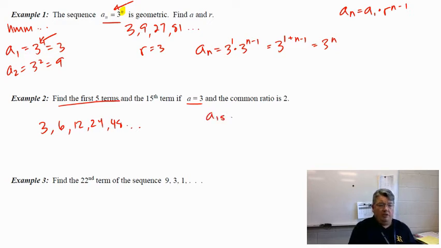The 15th term is going to be equal to the first term. I'm just using this formula, which is 3, times the ratio to the power of 15 minus 1.